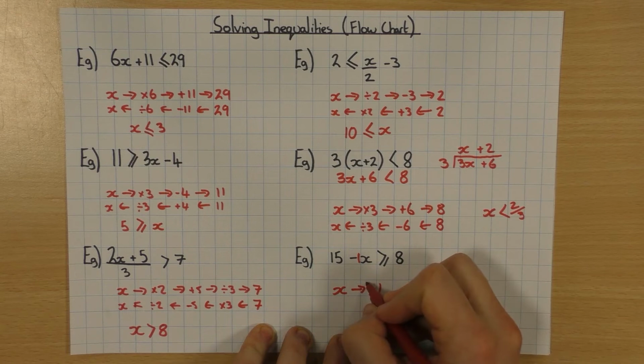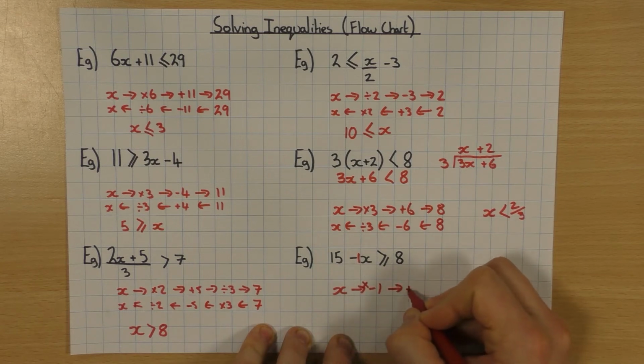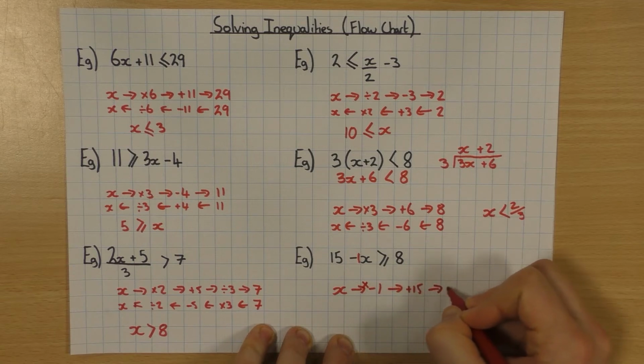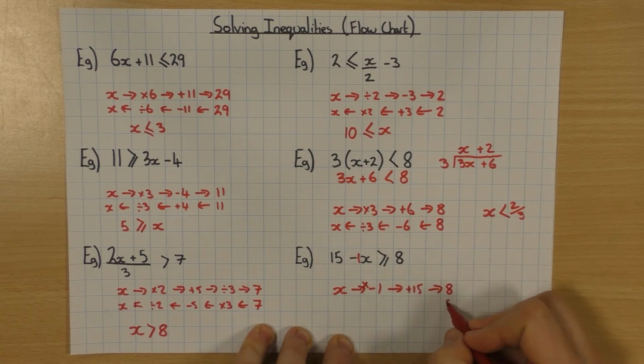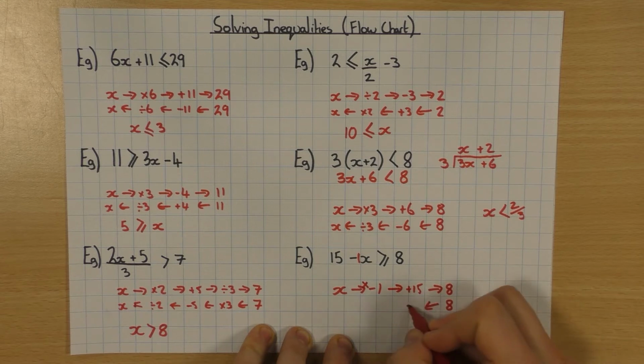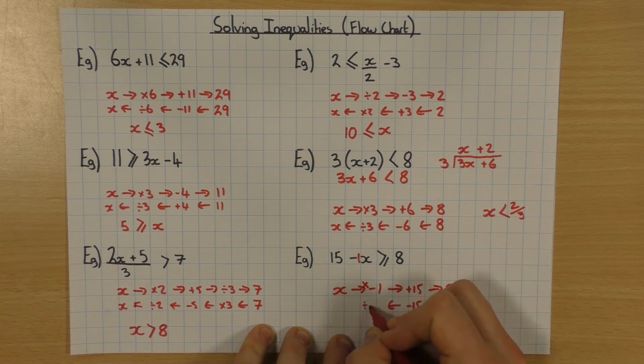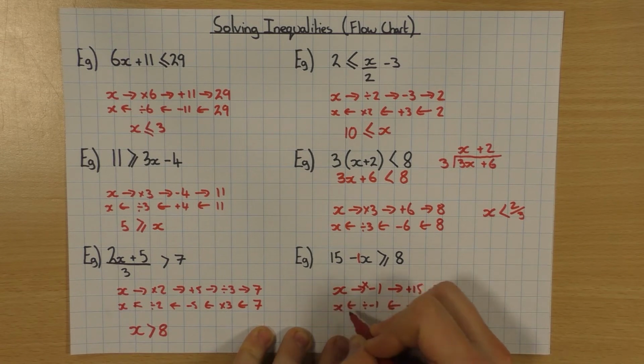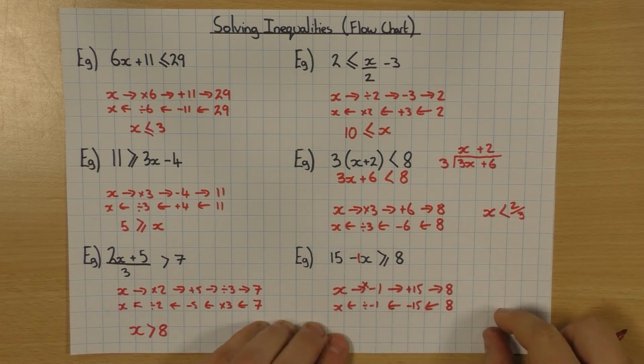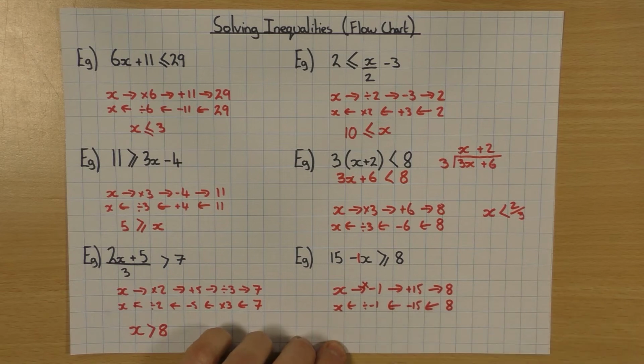So actually I am timesing by minus 1, and then I am adding 15, and I get 8. And if you go backwards, we minus 15, I divide by minus 1, and I get back to x. Now this is where you need to be a little bit careful. This is why it tends to come up in Foundation, but just in case, x is on the left hand side, then I put my inequality symbol, and then I work this out.